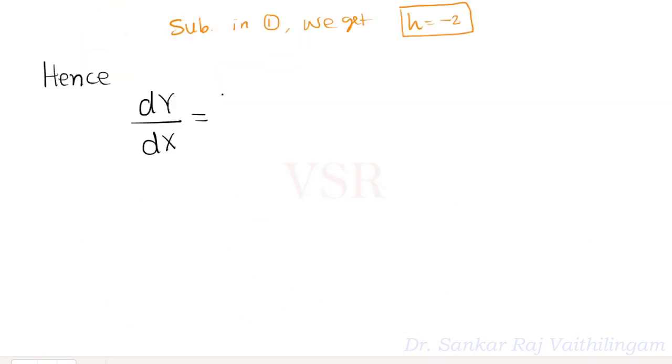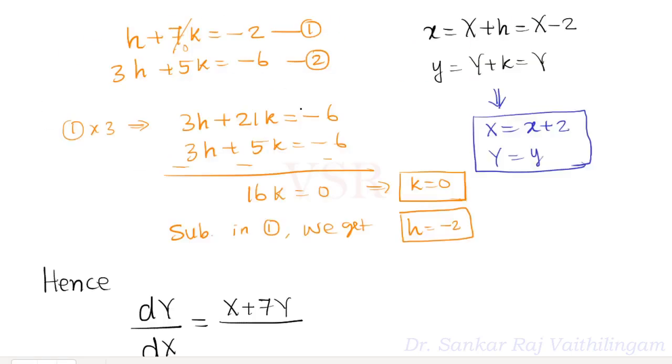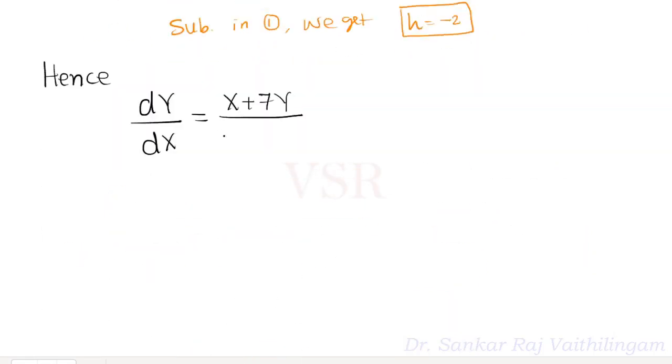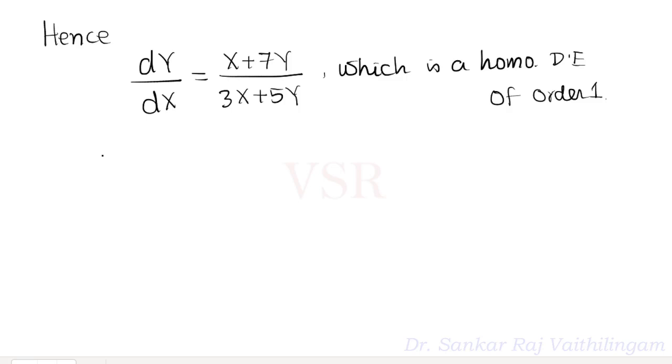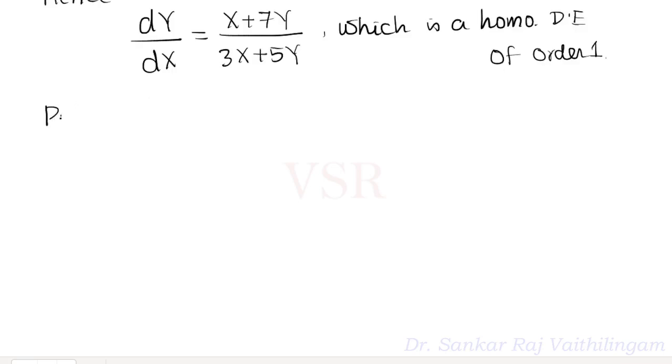7Y capital X plus 7 times y divided by 3x plus 5y. This is a homogeneous differential equation of order 1. So as usual, we need to substitute: put y, capital Y, equal to v times capital X.